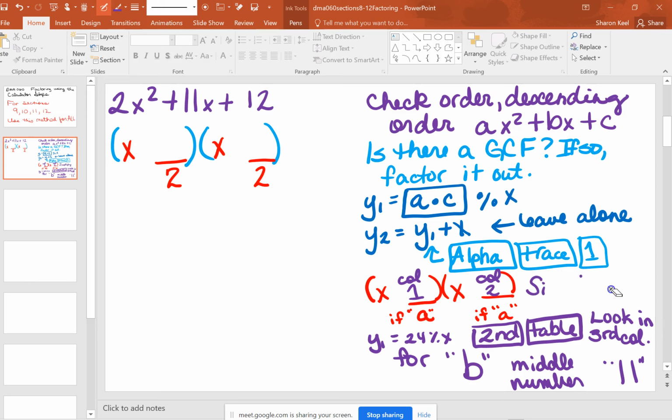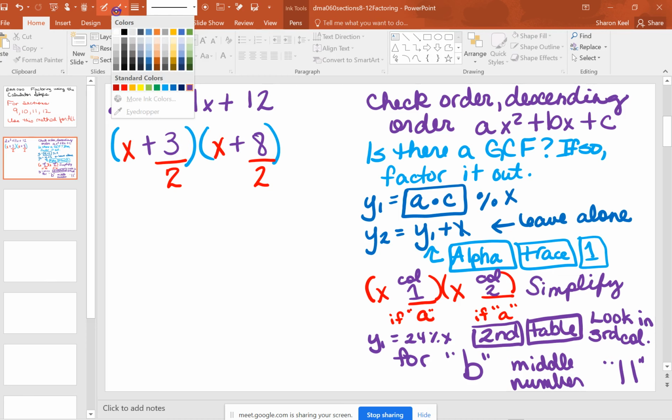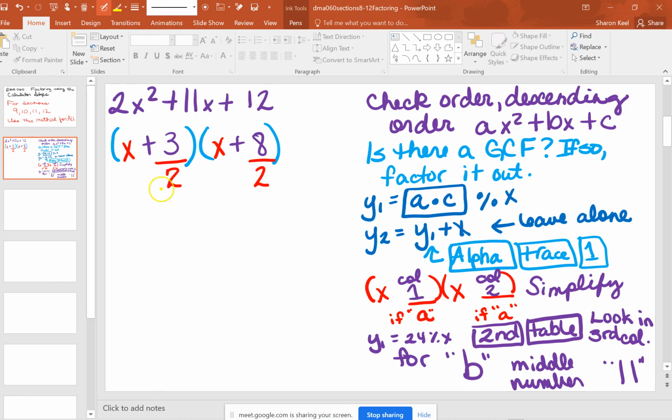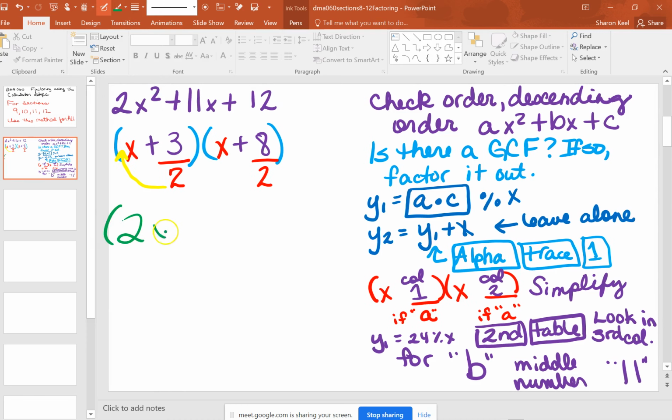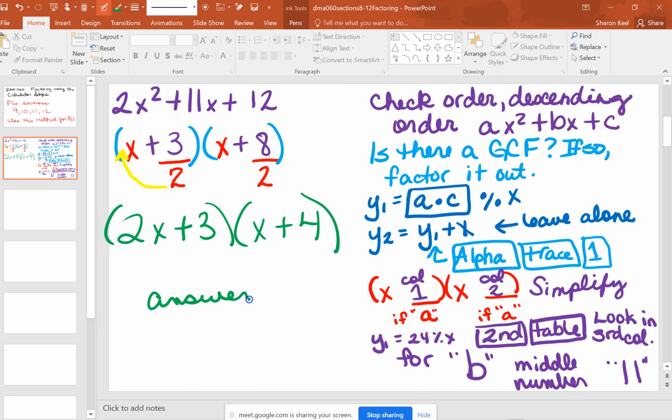So what we had was a plus 3, a plus 8. So you took column 1, column 2. Now, in this first one, we cannot reduce any further. That fraction doesn't reduce. So I'm going to move the 2 up in front of the x. So when I write my answer, it's going to be 2x plus 3. For this one, I can reduce 8 divided by 2, and that's going to give me 4. And then this would be my factored answer.